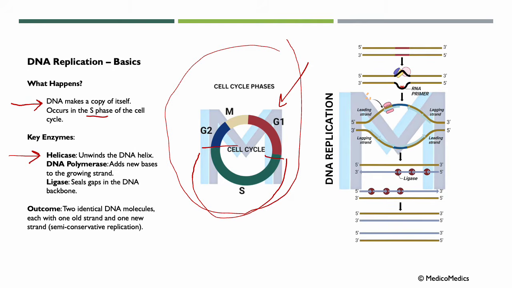Now, the key enzymes involved are helicase, and this enzyme unwinds the DNA helix. We then have DNA polymerase. This adds new bases to the growing strand. And then we have ligase, which seals gaps in the DNA backbone. The outcome? Two identical DNA molecules, each with one old strand and one new strand, also called semi-conservative replication.